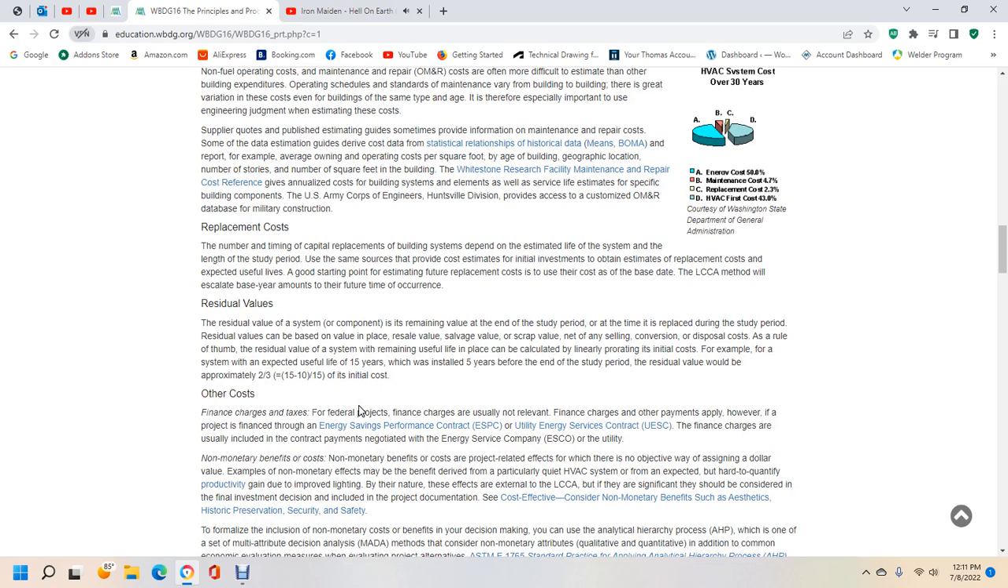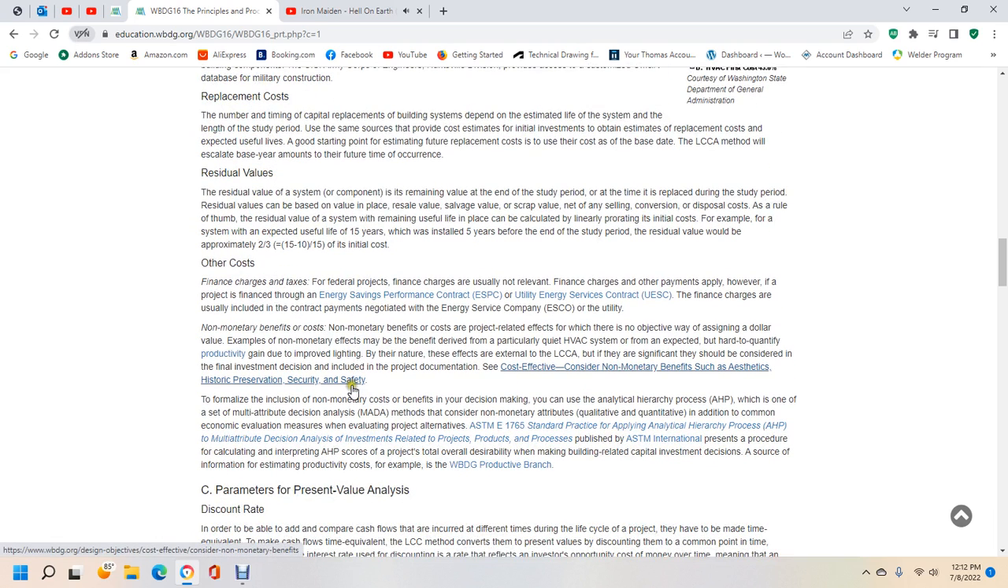Residual value of the system or component is the remaining value at the end of the study period, or at the time of replacement during the study period. The residual values can be based on value in place, resale value, salvage value, scrap value, and any selling, conversion, or disposal costs. As a rule, the residual value of a system will remain useful in place. Useful life in place can be calculated by linear prorating of the initial cost. For example, for a system with an expected useful life of 15 years that was installed 5 years before the end of the study period, the residual value will be approximately two-thirds, equal to 15 minus 5 divided by 15, of the initial cost.